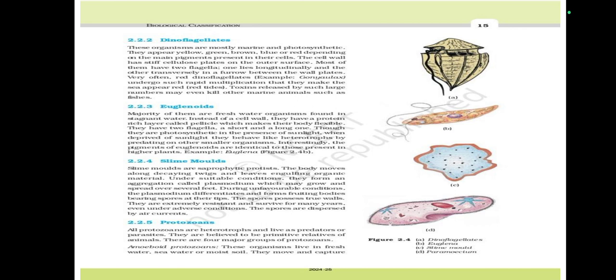Very often, red dinoflagellates, for example, Gonyaulax, undergo such rapid multiplication that they make the sea appear red, causing red tides. Toxins released by such large numbers may even kill other marine animals such as fishes.